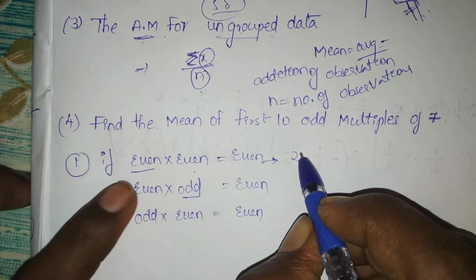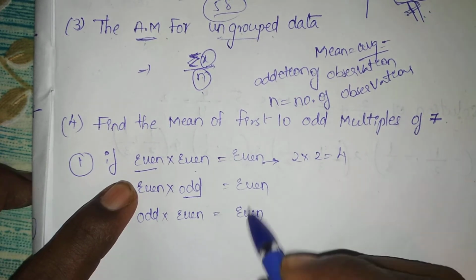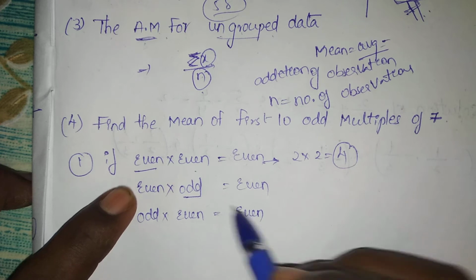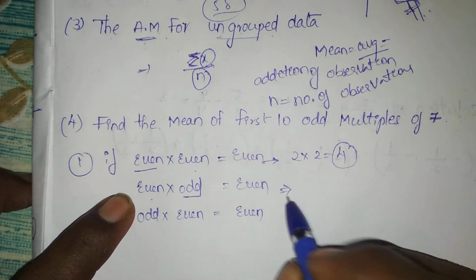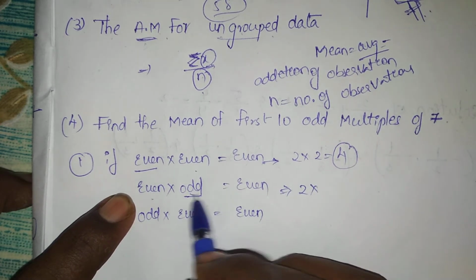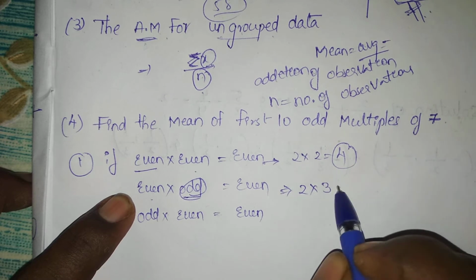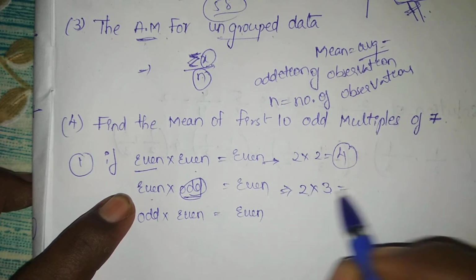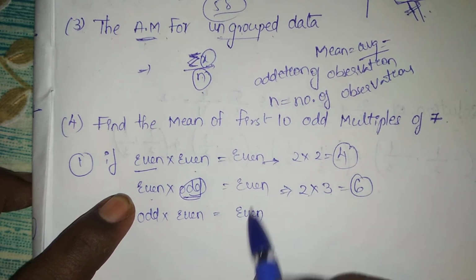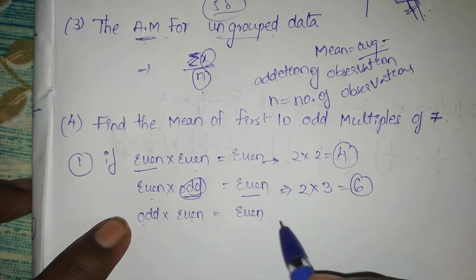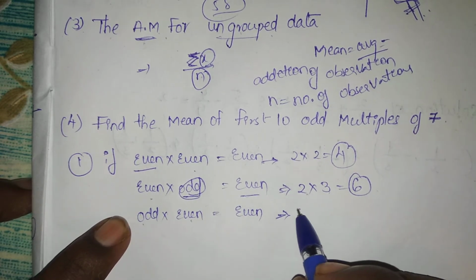Let 2 be an even number. 2 into 2 is equal to 4, and 4 is an even number. Here, let us take the other number as an odd number, let us assume 3. When 2 is multiplied with 3, we will get 6. This is an even number.